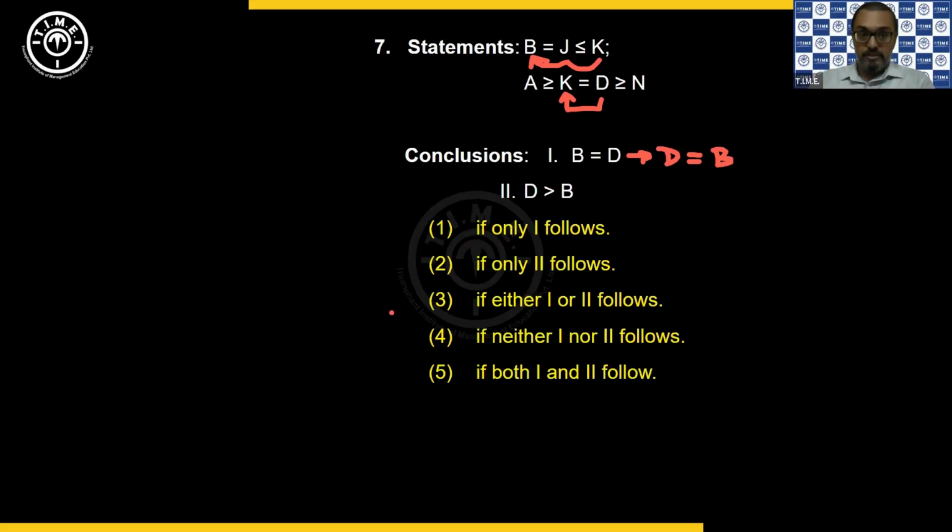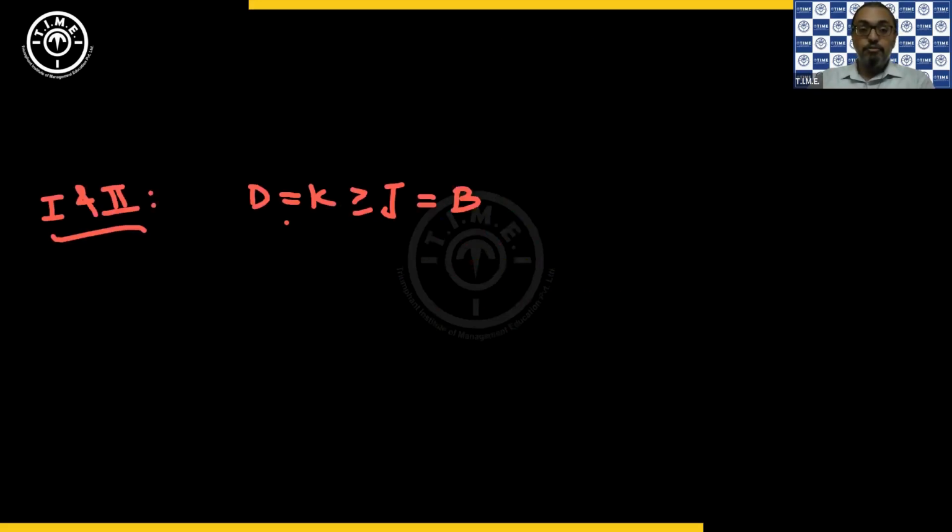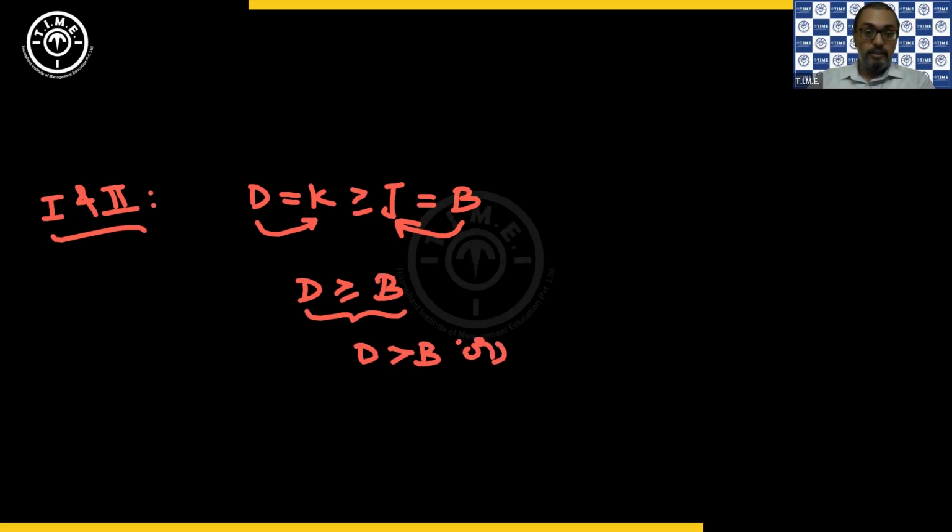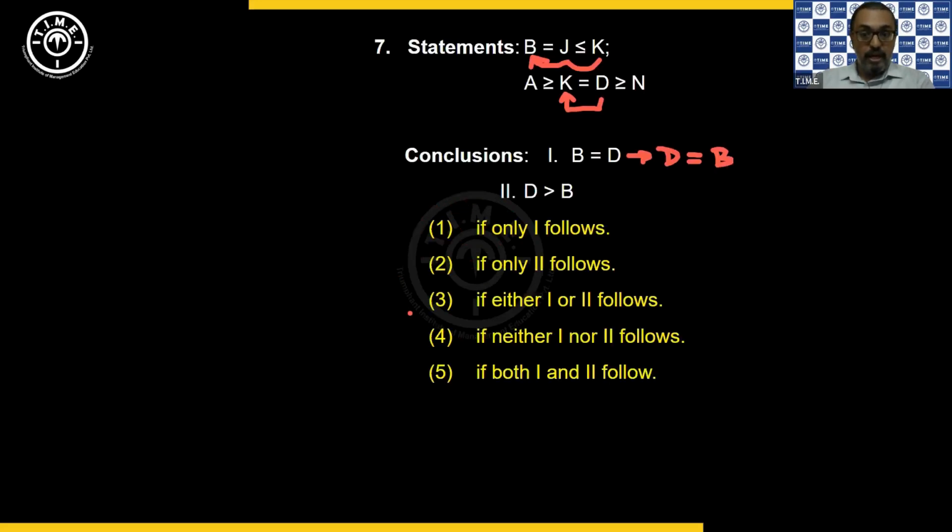Everything is in the reverse. So now here, for equal to, we simply replace. When I replace, I'll get D greater than or equals B. That means I have D greater than B or D equals B. So that means you will have your answer as either 1 or 2 follows.